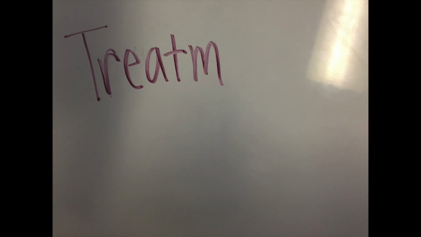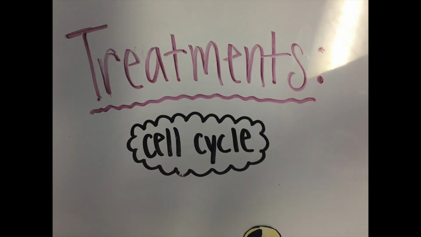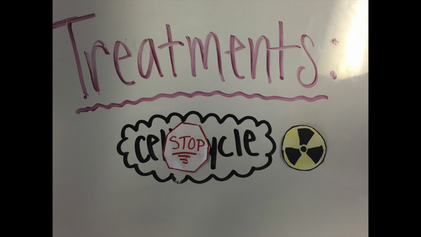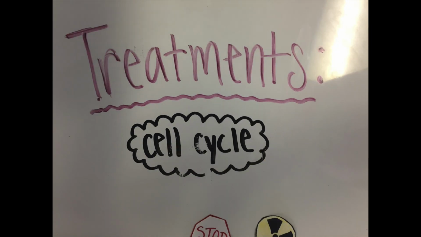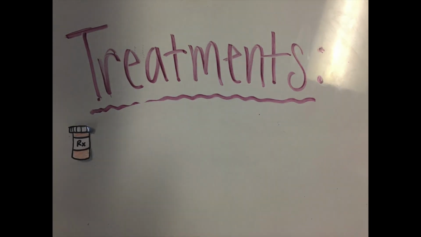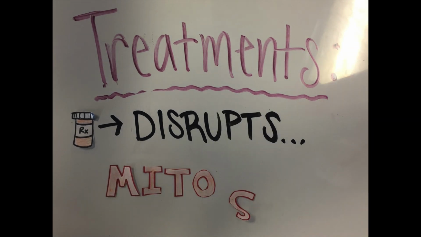For the treating of cancer, the 2 main ones are radiation, which is high energy radiation that disrupts the cell cycle to stop the cells from dividing anymore. And then the last one is chemotherapy, which is the drugs that disrupt mitosis.